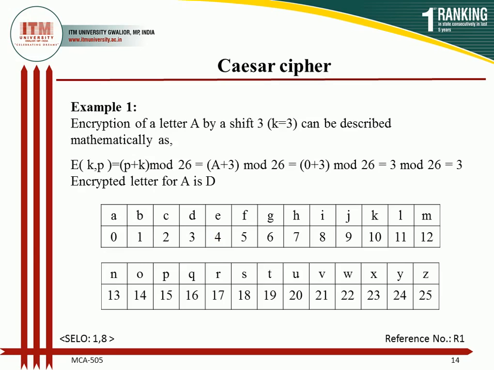Right, as you can see here, example 1: encryption of the letter A by a shift of 3. Shift 3 means the value of K is given, which is 3. And how can we perform the encryption?